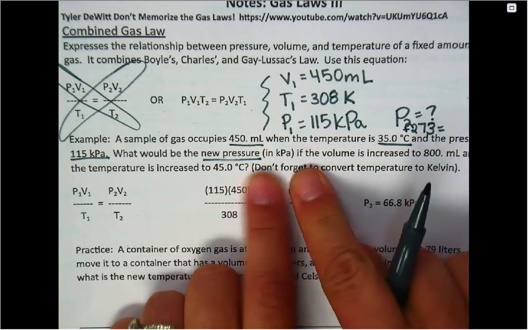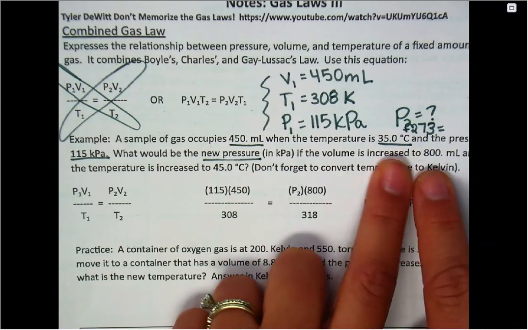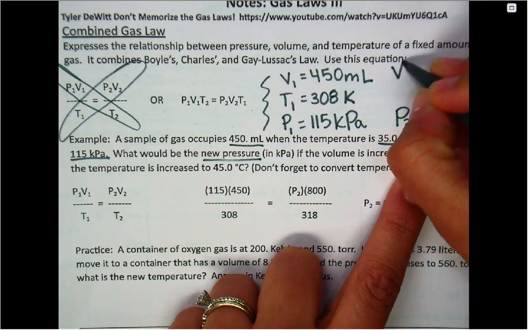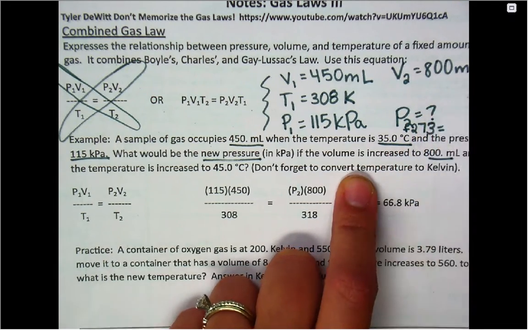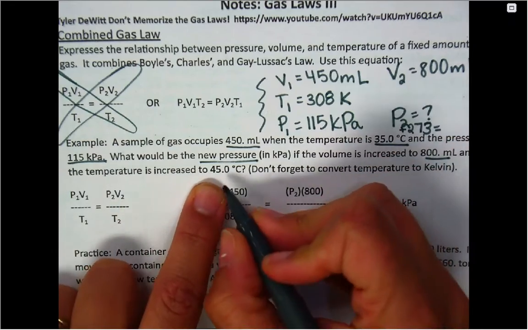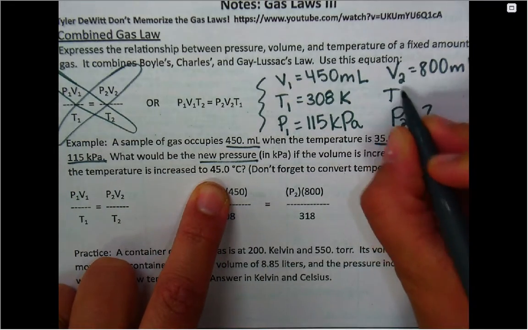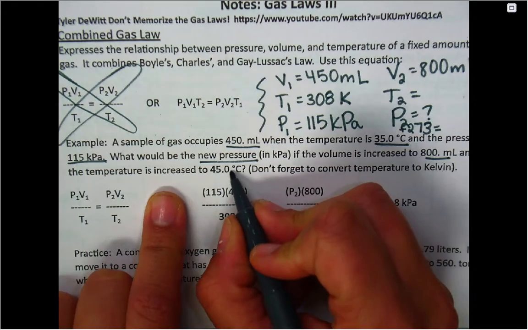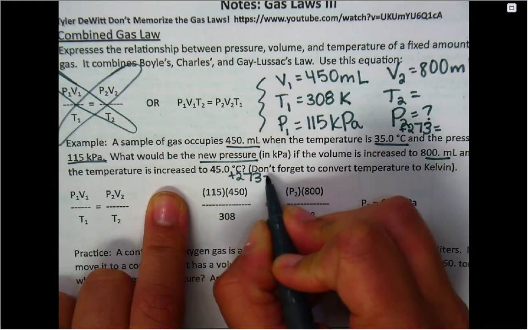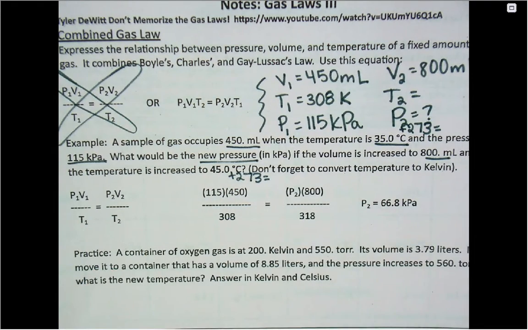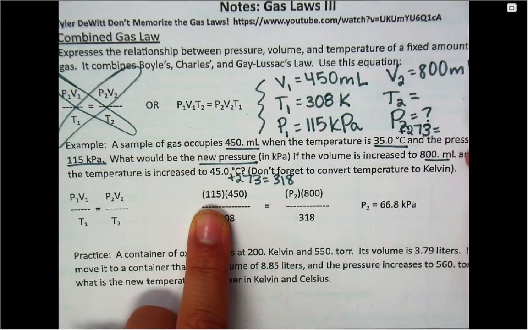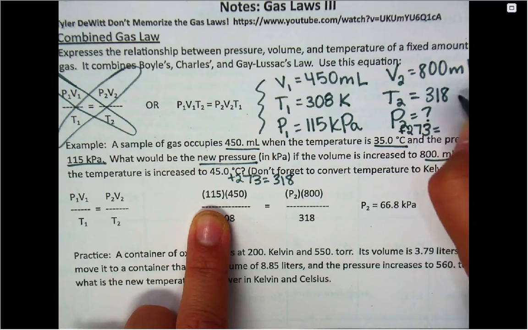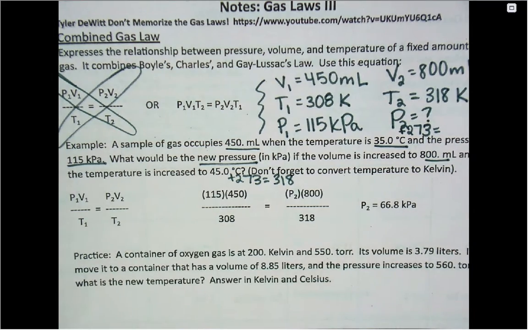Okay? And then it says if the volume increased to 800 milliliters, so I have volume 2 is 800 milliliters, and the temperature increased to 45 degrees Celsius. So my temperature 2 is going to be 45 plus that 273 because we have to convert it to Kelvin. You cannot leave it in Celsius. I can't stress that enough. So that would be 318. So 318 Kelvin. Okay?